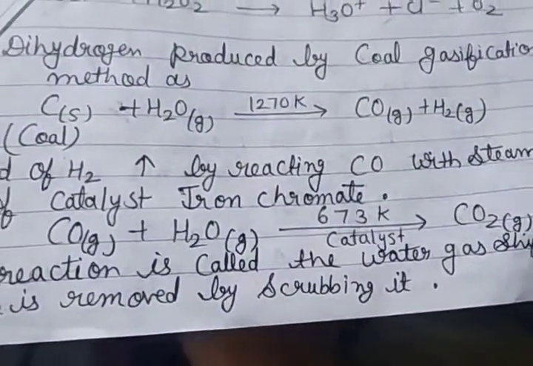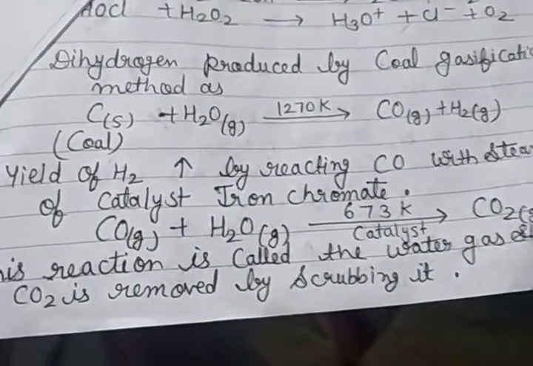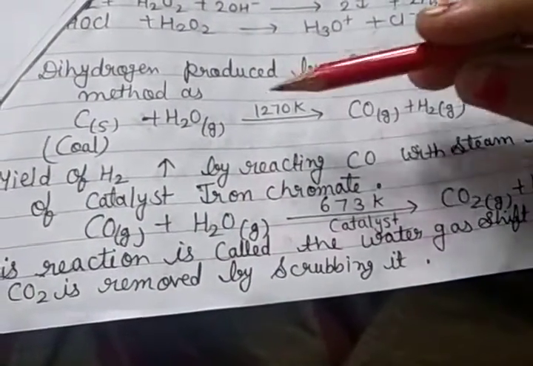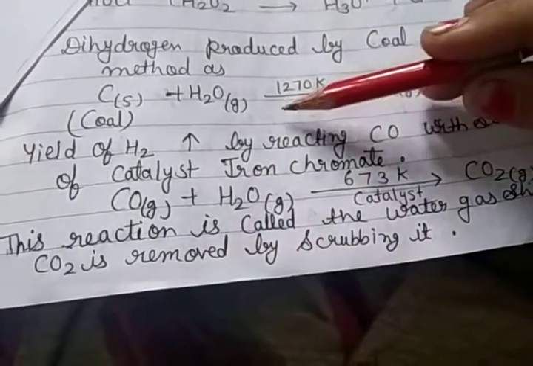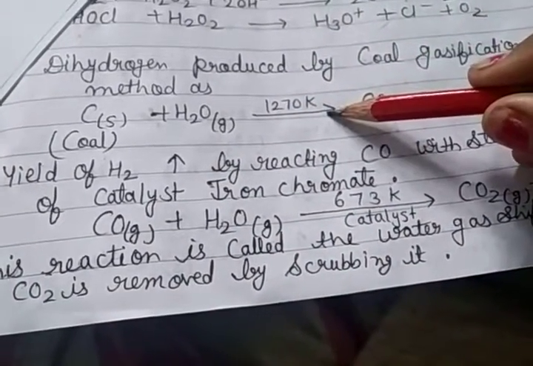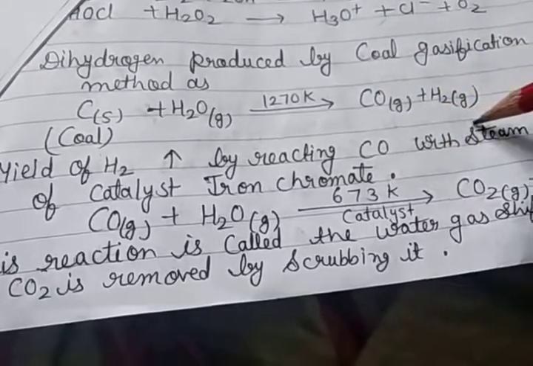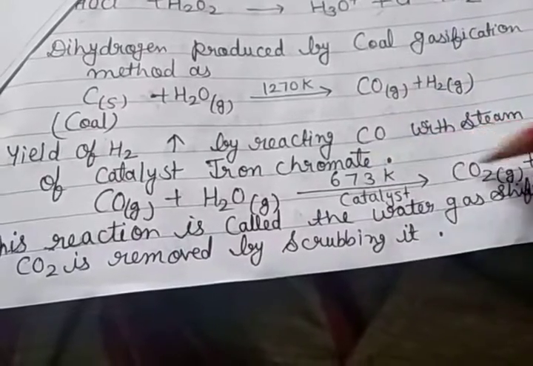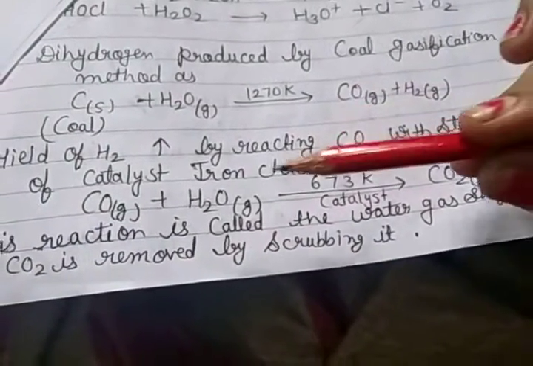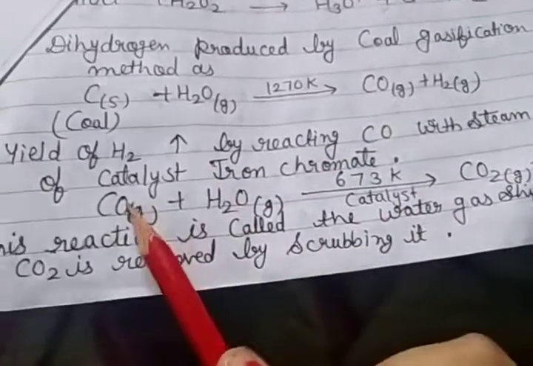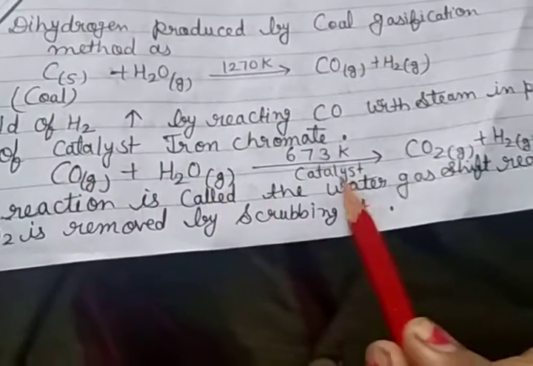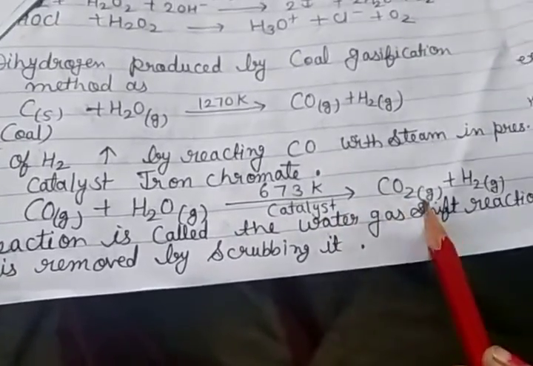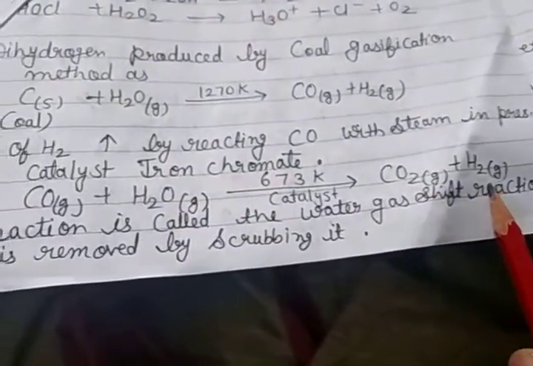Next is, what is coal gasification? Dihydrogen produced by the coal gasification method: carbon (coal) reacts with water at a temperature of 1270 Kelvin, converting into carbon monoxide and hydrogen gas. And here the yield of hydrogen is increased by reacting CO with steam in the presence of the catalyst iron chromate. So carbon monoxide reacts with water gas at 673 Kelvin, catalyst iron chromate, converting into carbon dioxide gas and hydrogen.